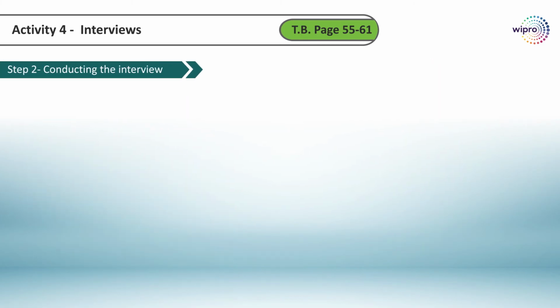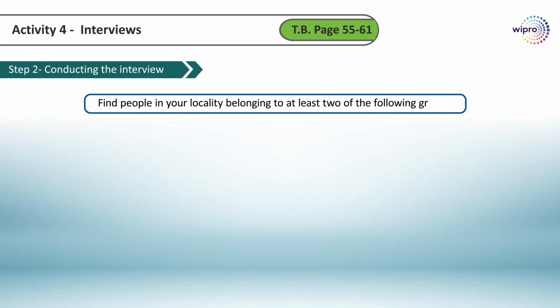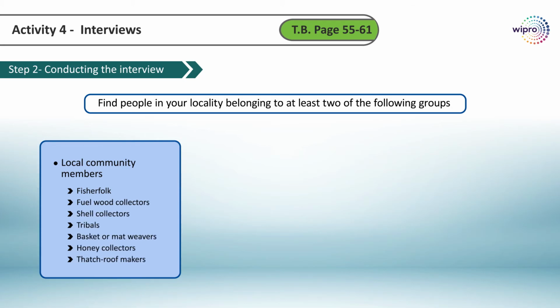Step 2. Conducting the interview. Find people in your locality belonging to at least 2 of the following groups. Local community members who are directly dependent on local biodiversity for livelihood, example, fisher folk, fuel wood collectors, shell collectors, tribals who use wild plants for consumption and sale, basket or mat weavers, honey collectors, thatch roof makers, etc.